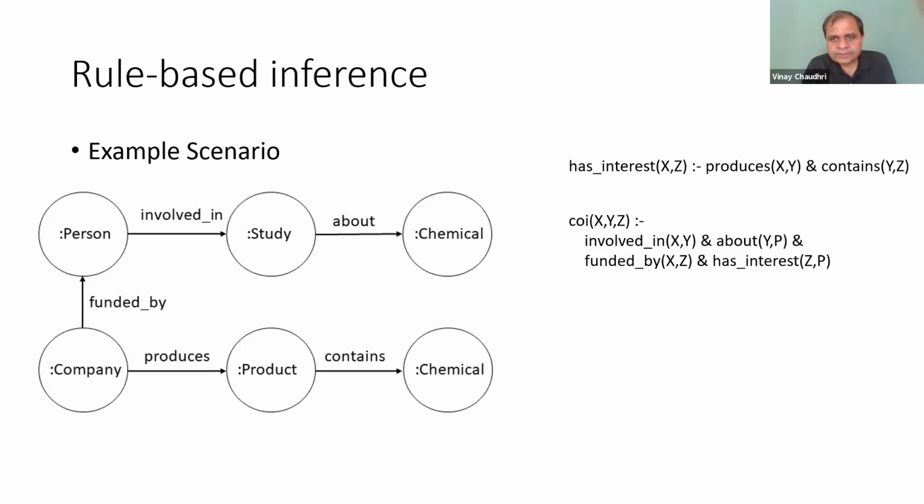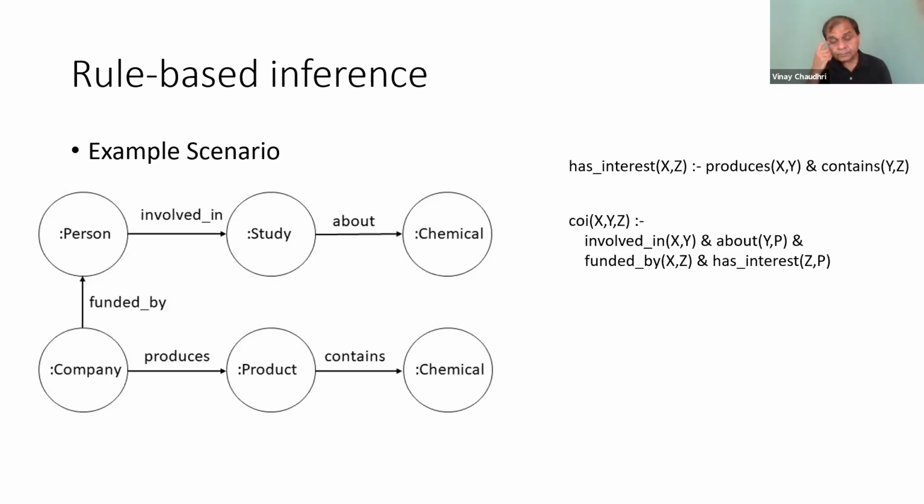Okay, and then in the next rule, we are actually defining the meaning of conflict of interest. And what does conflict of interest actually mean? We say that a person X who is involved in study Y has a conflict of interest with company Z if X is involved in study Y, that study Y is about a chemical P, and that person X is funded by Z, and Z happens to have an interest in P. Okay, so it's a fairly intricate relationship between these different nodes in this graph to calculate this conflict of interest, and rules give a natural way to capture these relationships.